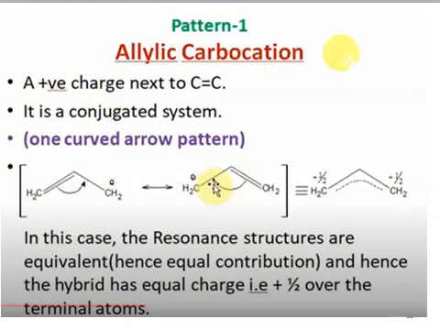So for an allyl carbocation pattern, always look for a system where we have a positive charge next to a carbon-carbon double bond, right? Since we are discussing resonance, the system must be conjugated. If these two conditions are fulfilled, then this pattern will be called the allyl carbocation pattern. Whenever you are using this pattern, we make use of one curved arrow. You have to shift these pi electrons towards this positive charge. In this way, you can convert one resonance form to another, right?